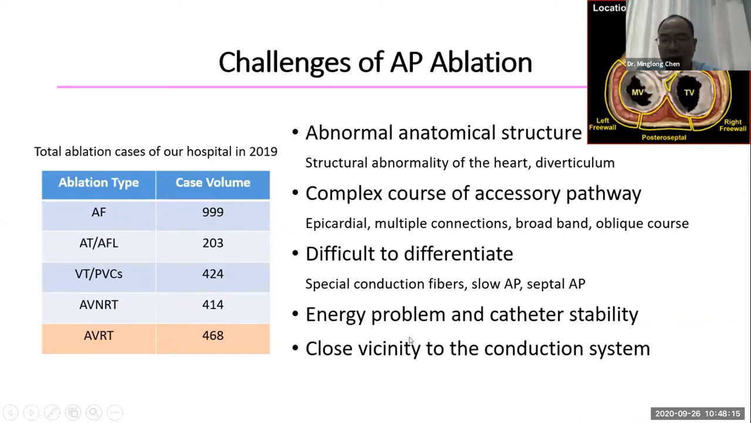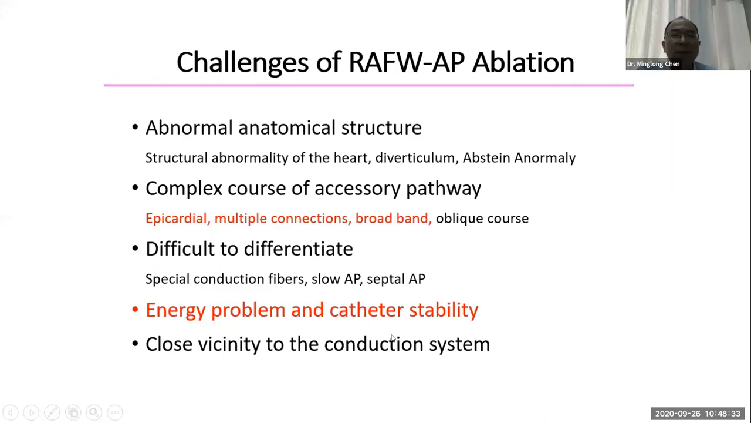So this can cause the ablation lesions to produce the AV conduction delay. So sometimes in this specific region, even though the diagnosis is easier, the ablation is risky. Today I will focus on the challenges of right atrial free wall extra pathway ablation. These challenges are the epicardial multiple connections, broadband pathways, and sometimes catheter instability.